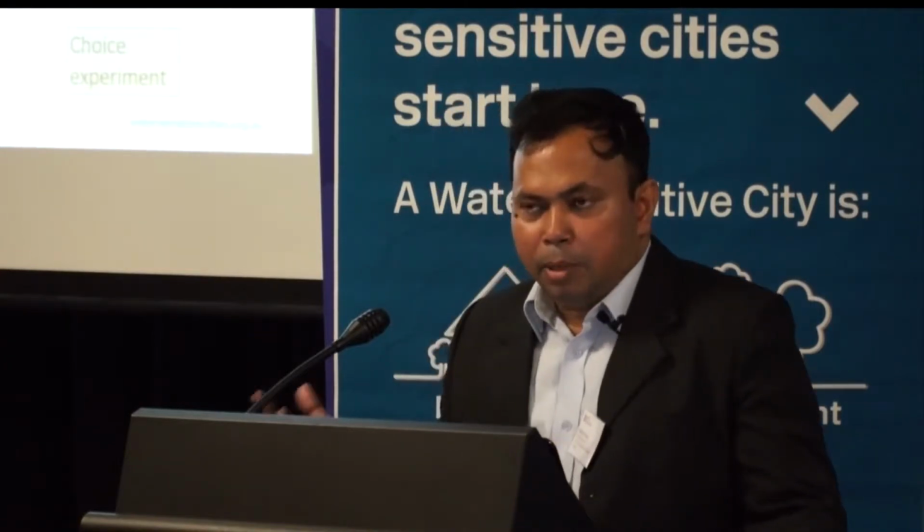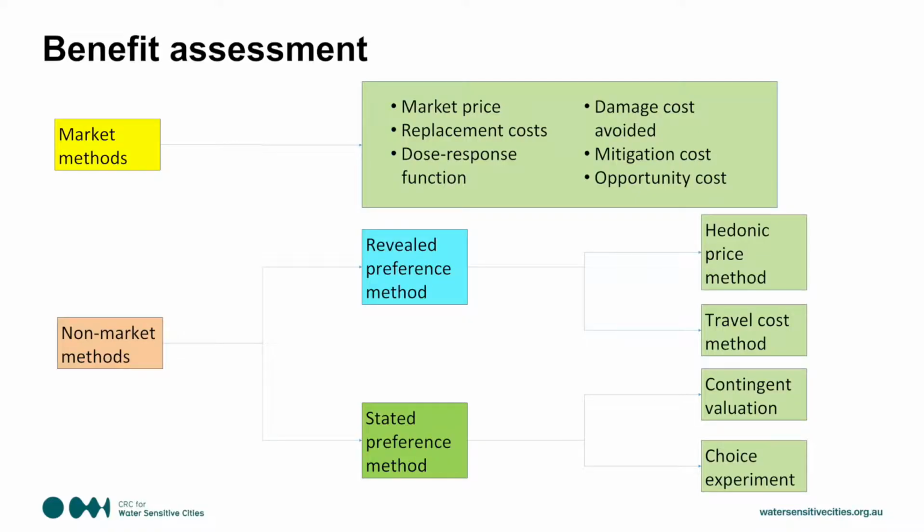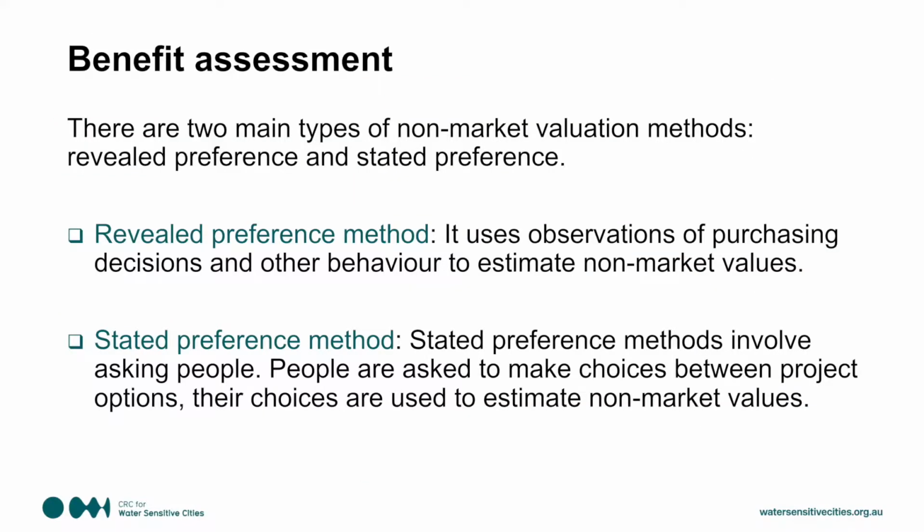valuation methods. And typically, economists use two main types of methods for estimating non-market values, either a revealed preference method or a stated preference method. There are various techniques available within these broad groups of methods, but they have a similar structure or similar features. So within the revealed preference method, we use observations from existing purchasing decisions, existing behavior, and then try to process the information from that.